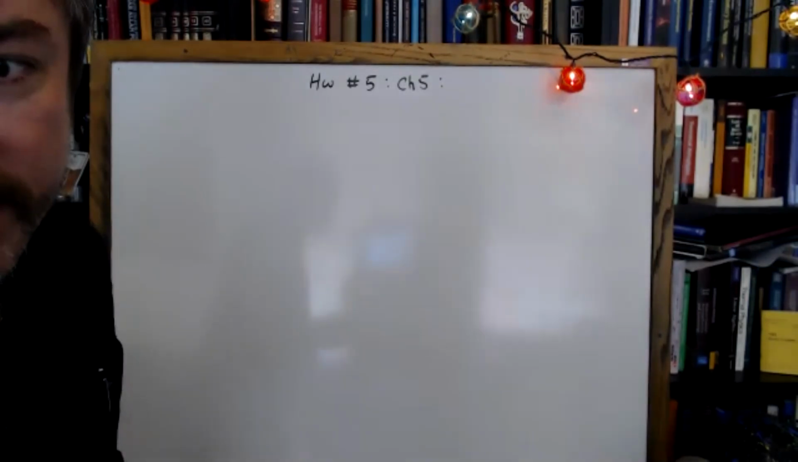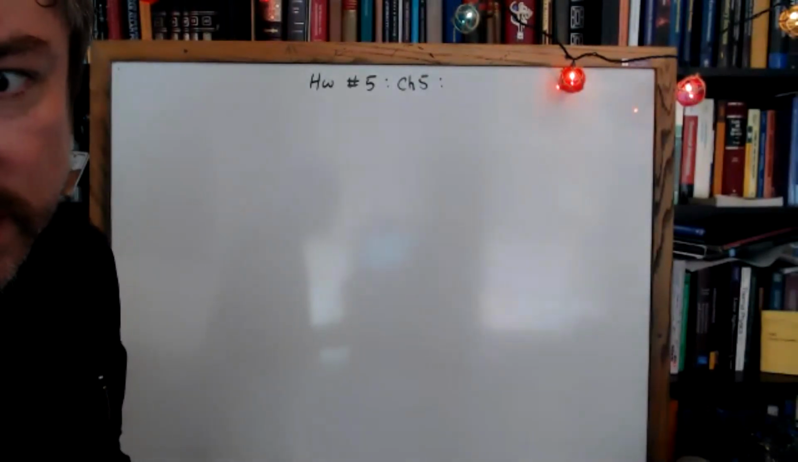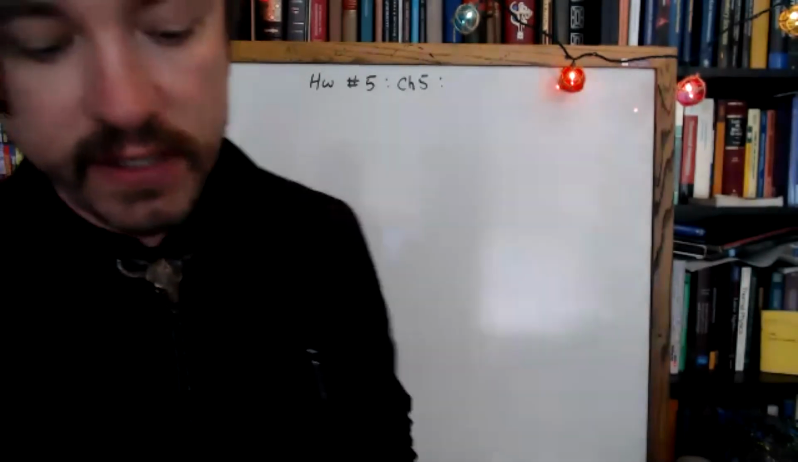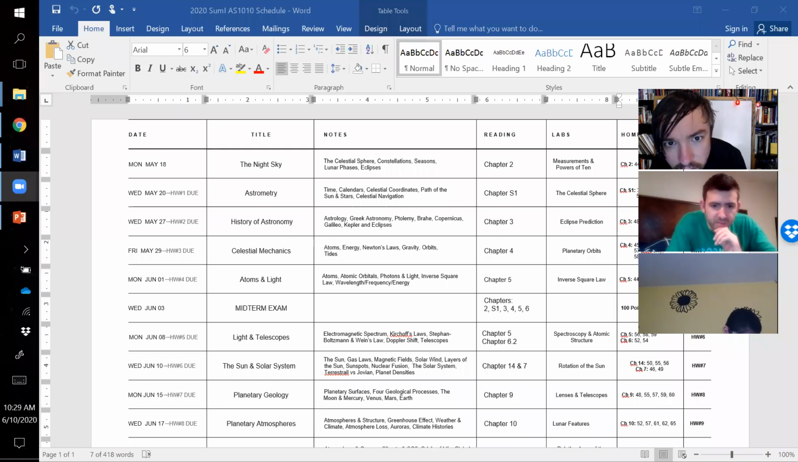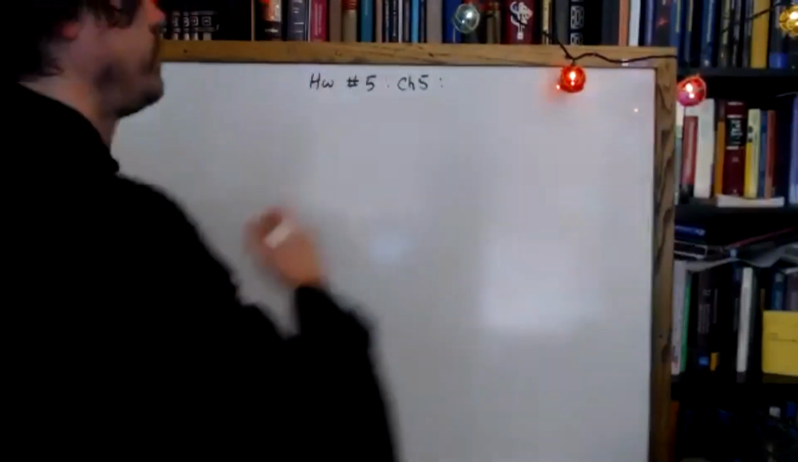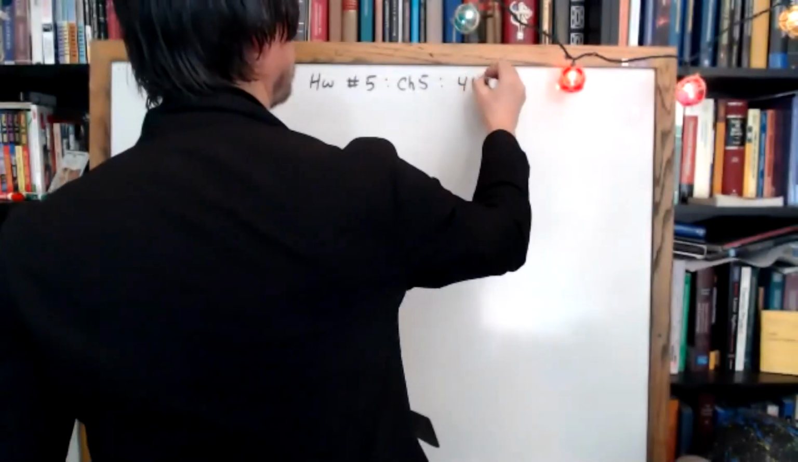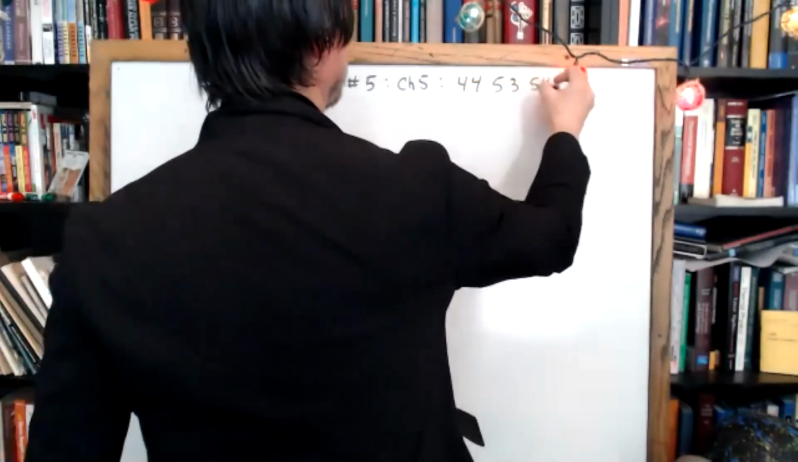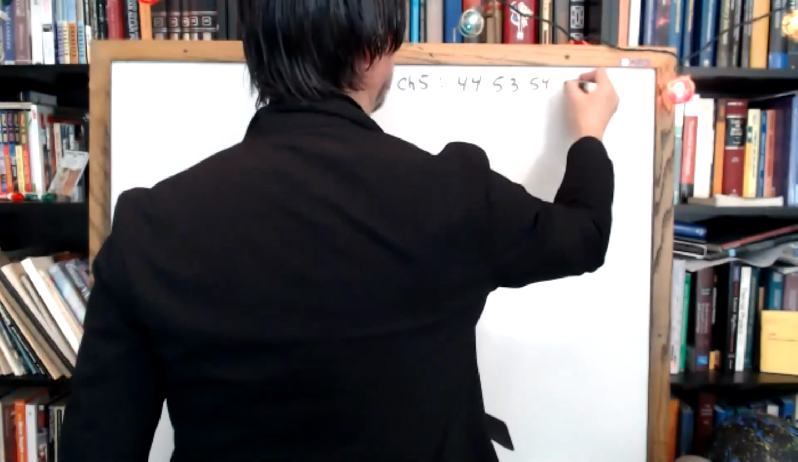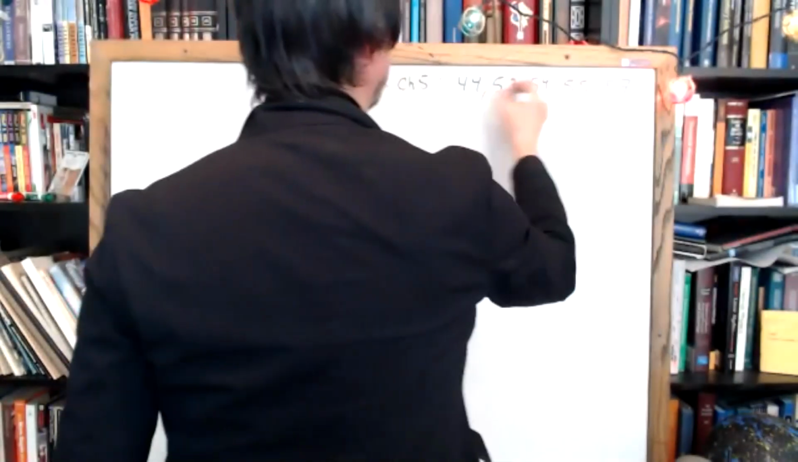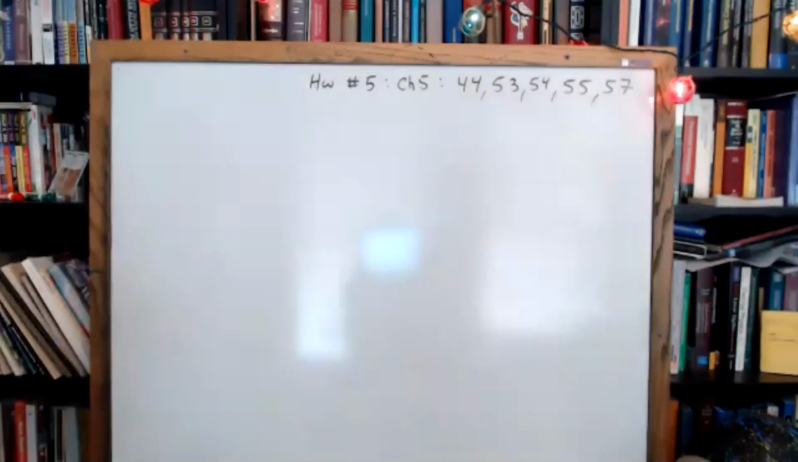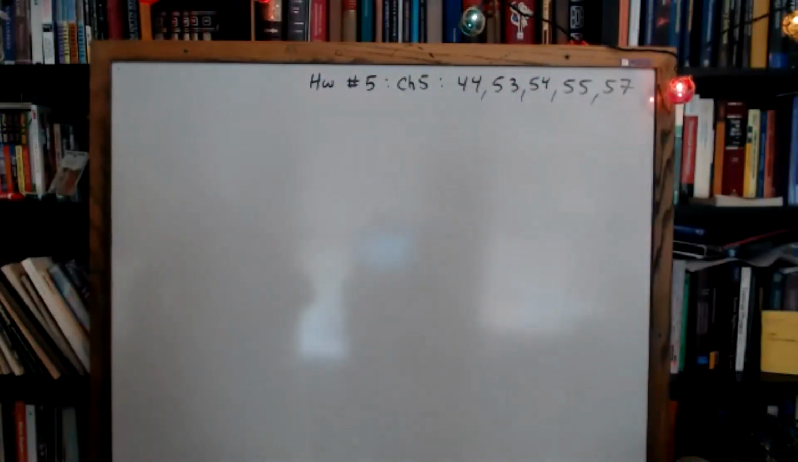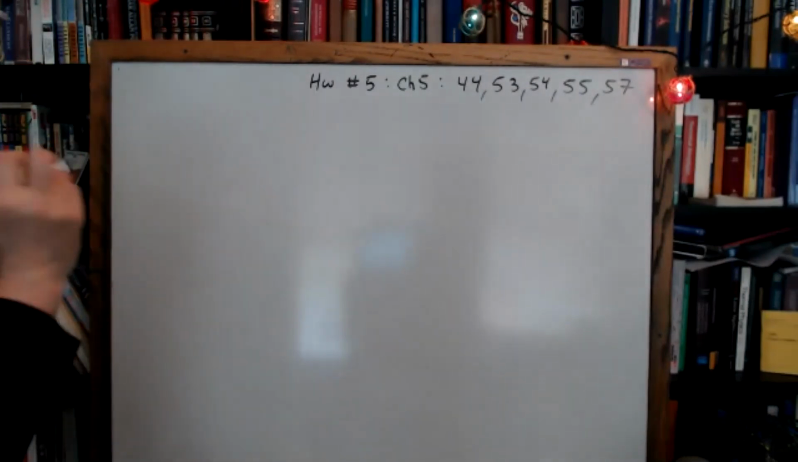Do you guys have the problem numbers for me? Or do I have to do that too? All right, one sec, I'll pop them up. The problem numbers are, it's chapter 5: 44, 53, 54, 55, and 57. I'm ready to roll. Let's start with chapter 5, number 44.